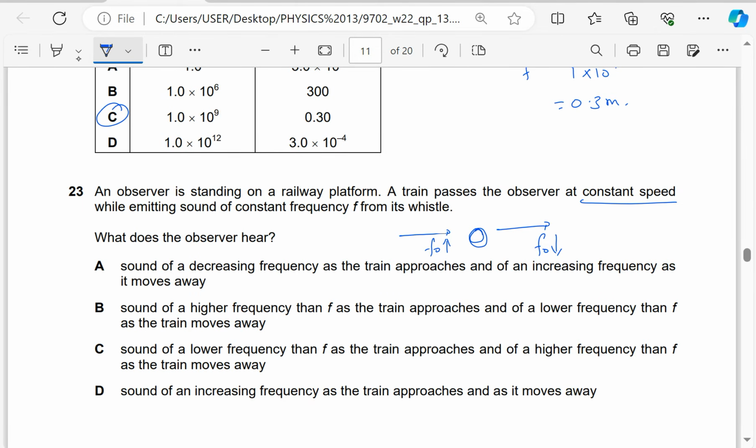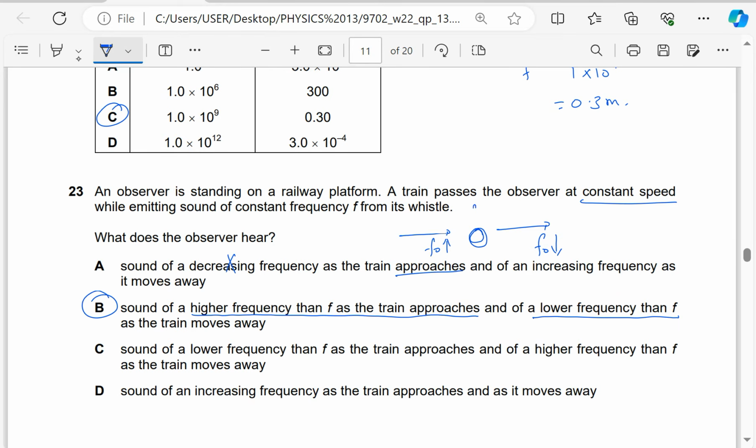So let's see the options here. Sound of decreasing frequency as the train approaches? It must be of increasing frequency. For approach, it must be increasing frequency. Sound of a higher frequency than F as the train approaches, the first part of the statement is correct. And a lower frequency than F as the train moves away. So this is going to be correct.